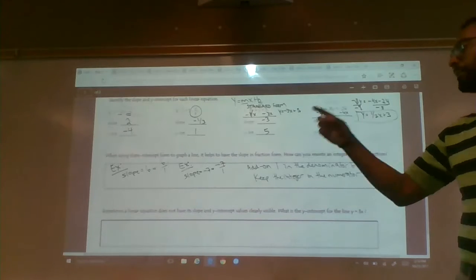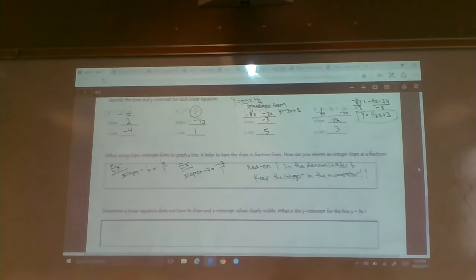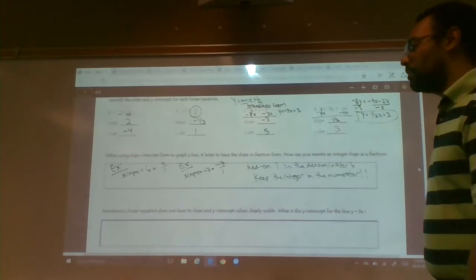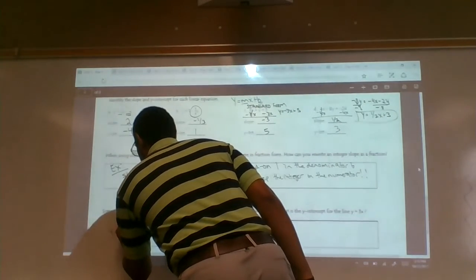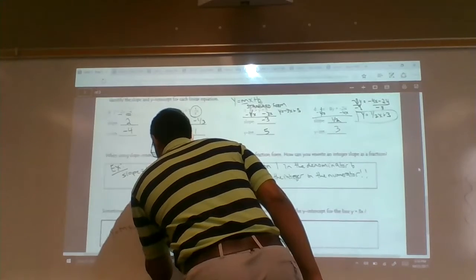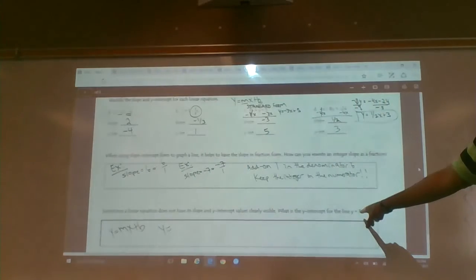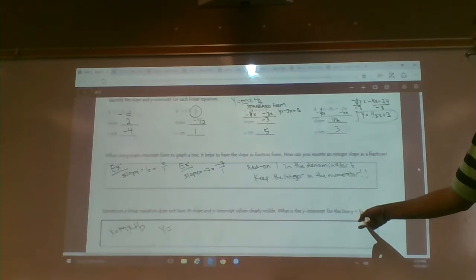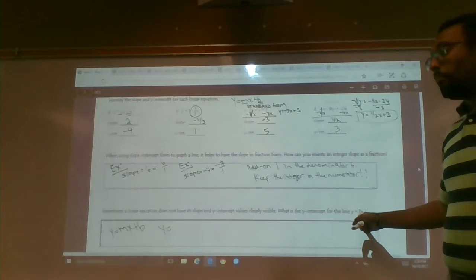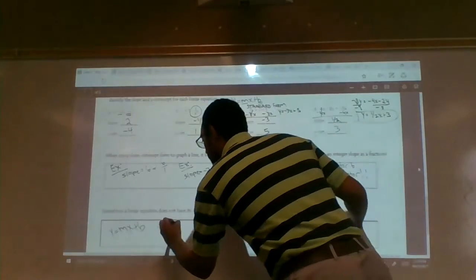Second question. Sometimes a linear equation does not have its slope and y-intercept values clearly visible. What is the y-intercept for the line y equals 3x? Well, clearly my slope is 3. And there is actually a y-intercept here. It's not visible, but it's 0.